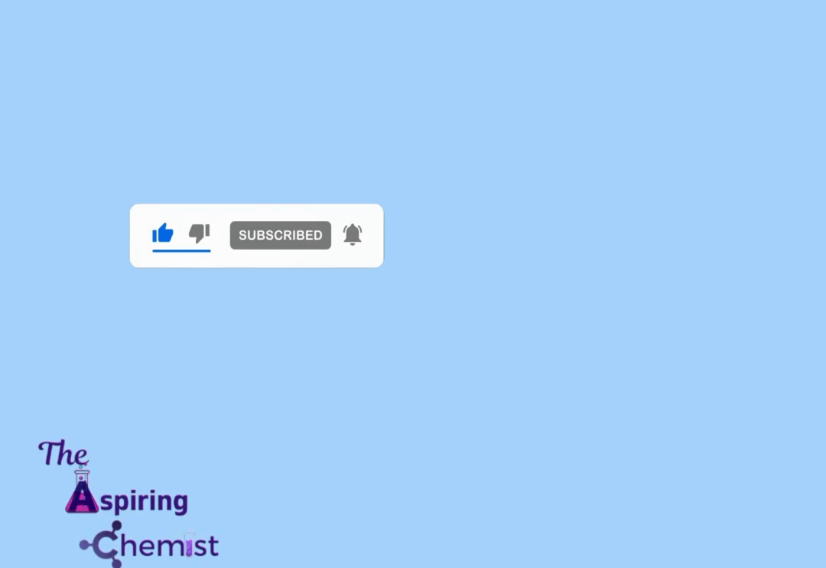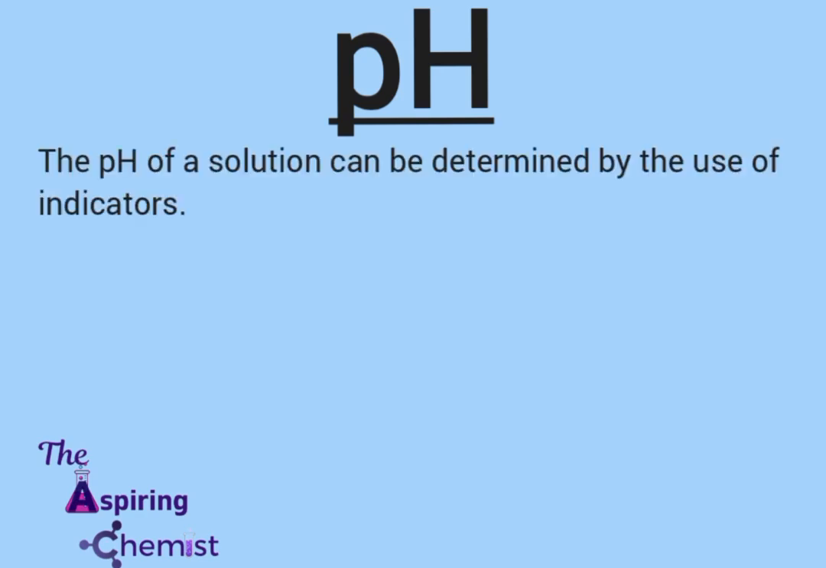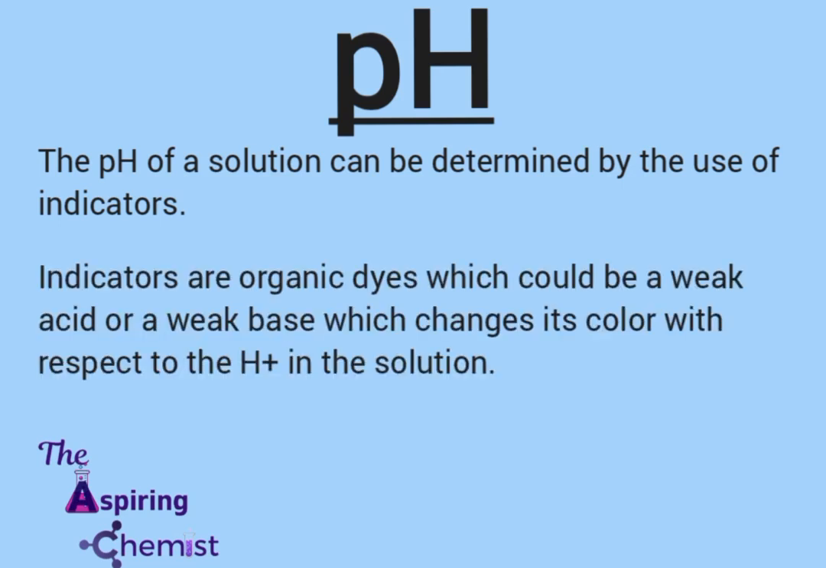Okay, let's continue talking about pH. Now, other than the calculations that I mentioned earlier in this video, the pH of a solution can be determined by indicators. Now, these indicators are organic dyes which could be weak acids or weak bases that change their color according to the pH or the hydrogen ions in the solution.